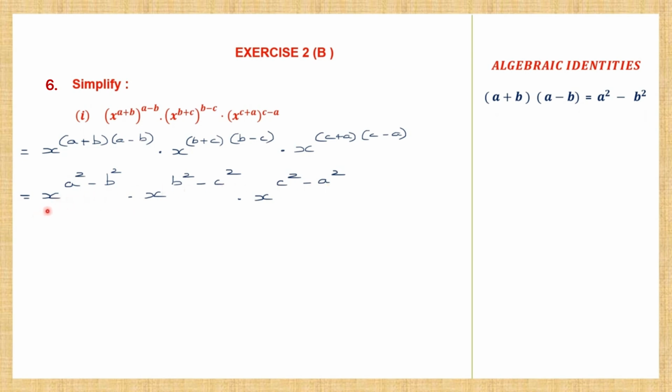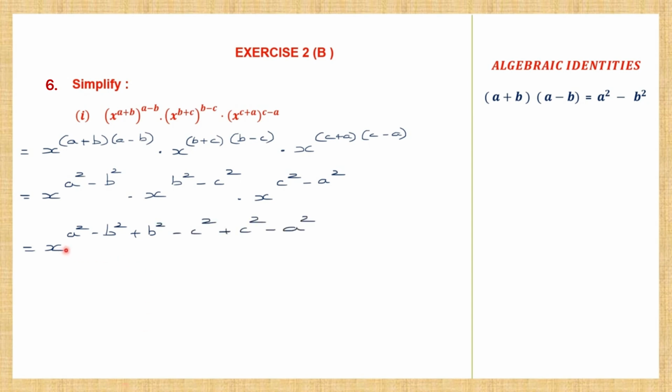Now what can we do? Can you see that all the bases are the same here? It's all x here, and it is multiplication. So when the base is the same and it is multiplication, we can add the powers. So let's add up all the powers. So this becomes x raised to the power of a square minus b square plus b square minus c square plus c square minus a square. So now we have it all.